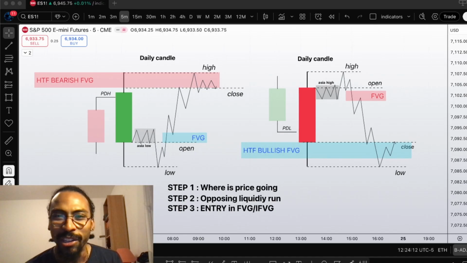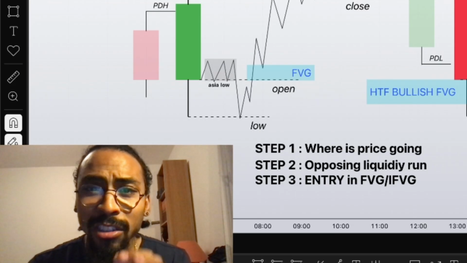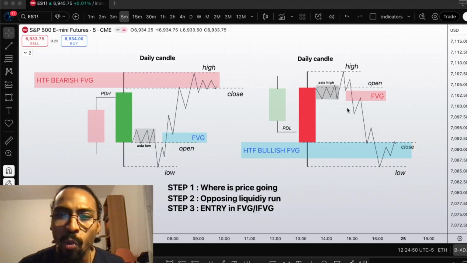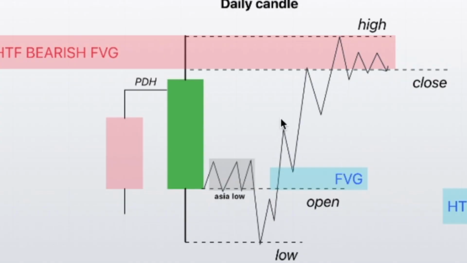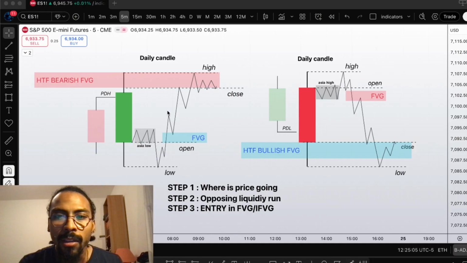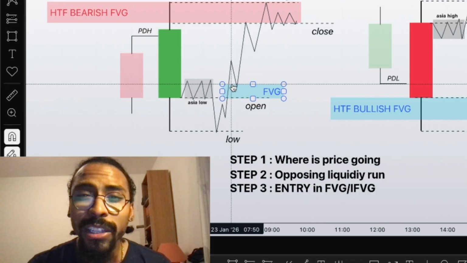That is the entry inside of a fair value gap or inversion fair value gap. But the main key thing that you want to focus on is displacement. You want to see after we run out an Asia high or London high or Asia low or London low, you want to see displacement back through that higher low and look for a fair value gap or inversion FVG quickly traded through. Once that happens, then we take our entry.